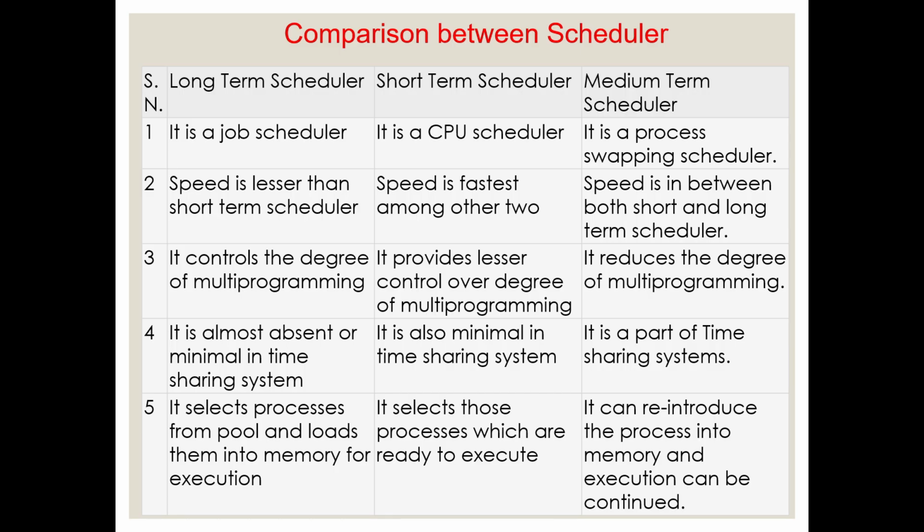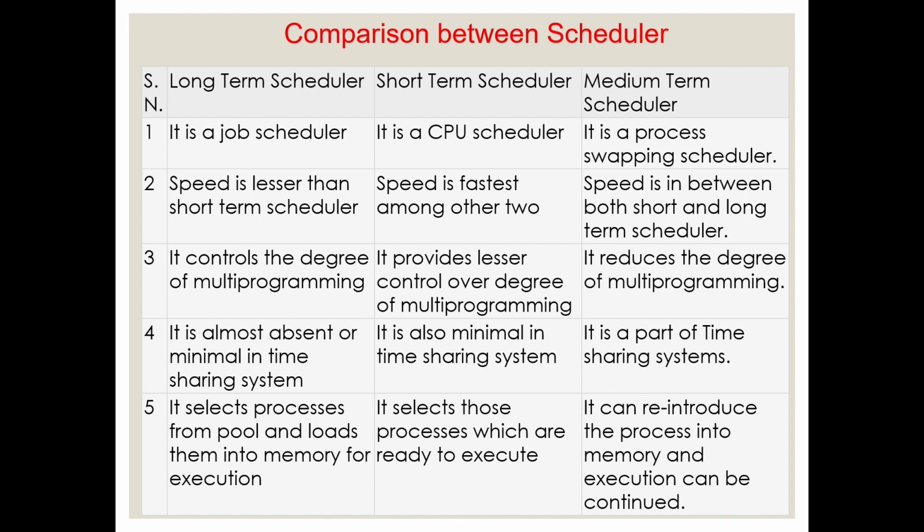So I will explain the comparison between long-term, short-term, and medium-term scheduling. Long-term is job scheduling, short-term scheduling is CPU scheduling, and medium-term scheduling is process swapping scheduling. Long-term speed is lesser than short-term scheduling. Short-term speed is faster, about two times. Medium-term speed is between both short-term and long-term scheduling.